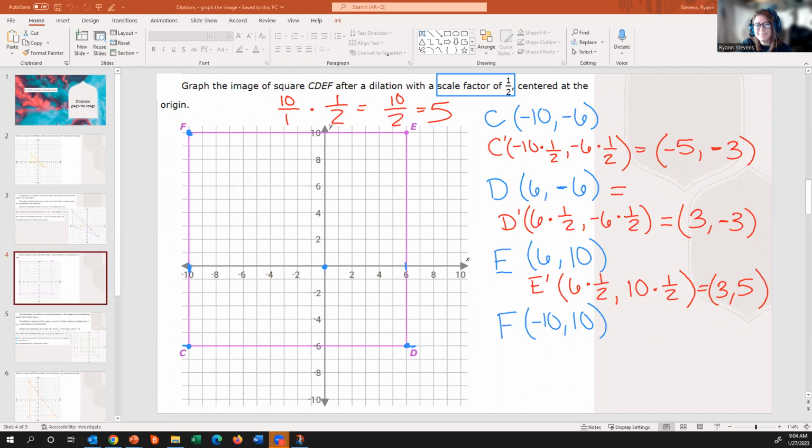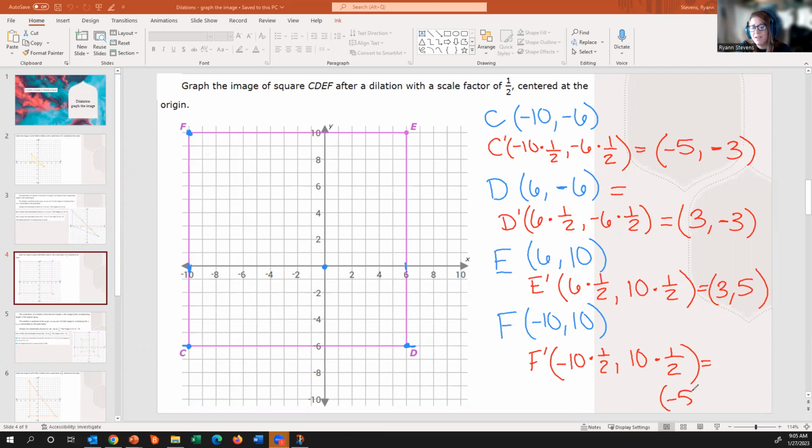And then the last point that we have here is going to be for F. And so the image of F, we're going to take negative 10 times 1/2. And we're going to take a positive 10 times 1/2. We did both of these in the image of C and the image of E. So negative 10 times 1/2, negative 10 times 1 is negative 10, divided by 2 is a negative 5. And then 10 times 1 is 10, divided by 2 will be a positive 5.